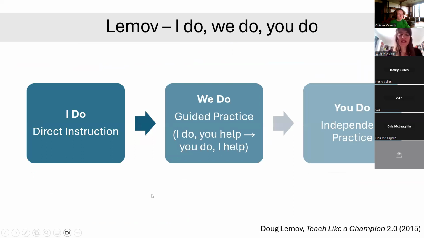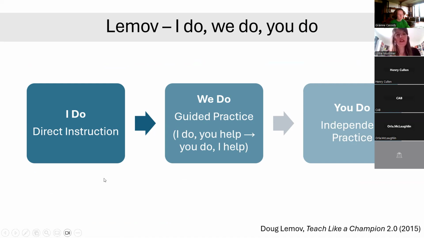But also, I think it's a little bit of a mindset when we're teaching that we need to have in the back of our mind. Lemov, in his Teach Like a Champion, in his section on lesson structure, this isn't a technique. His book has loads of techniques in it, but I do, we do, you do isn't really a separate one. It's more how we structure and think about our lessons.